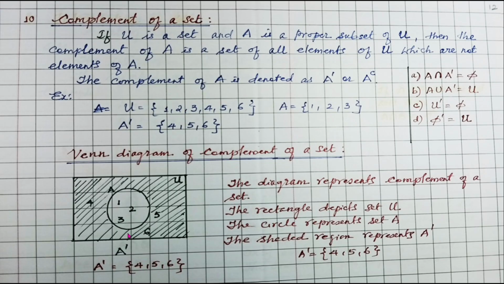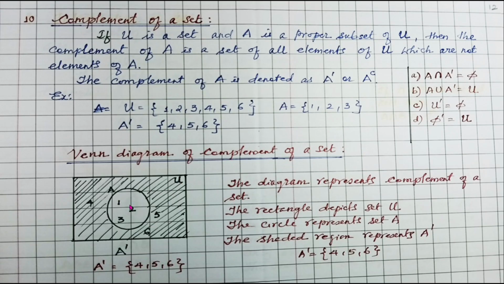So draw a rectangle, draw one circle, that is A, because set A is there, and write the elements of A, 1, 2, 3, within the circle. The elements which are remaining, that is 4, 5, 6, write in the rectangle, within the rectangle, that represents the universal set.